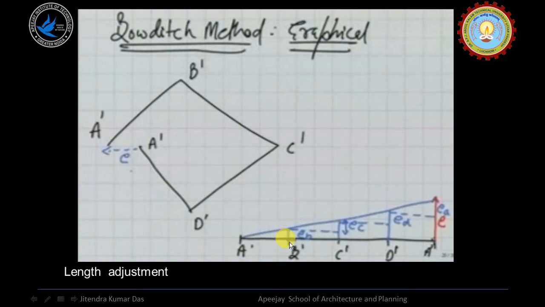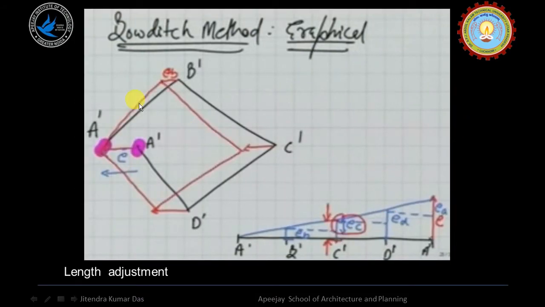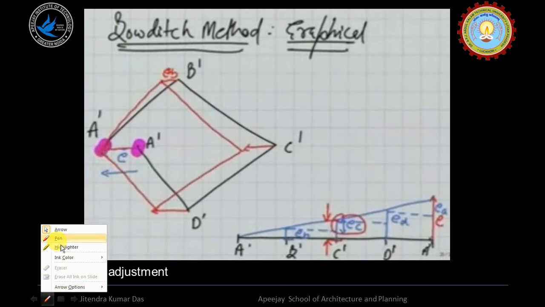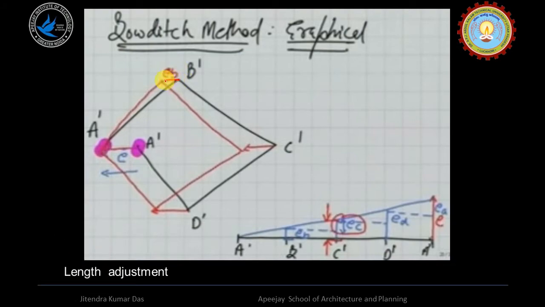So at B, what may be our length adjustment? This length is the length adjustment at B, this length is the length adjustment at C, this length is the length adjustment at D, and this is the length adjustment at E. So how can we perform this adjustment? Here we have several adjustments. You can see by yourself how we can do this adjustment.